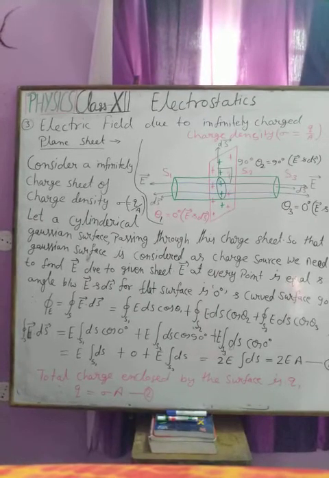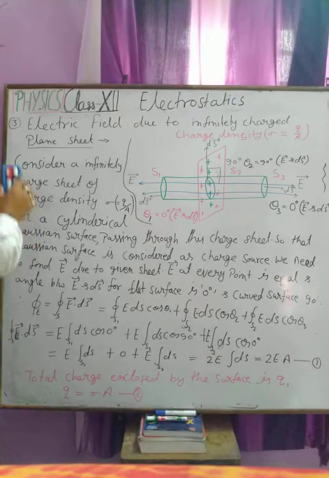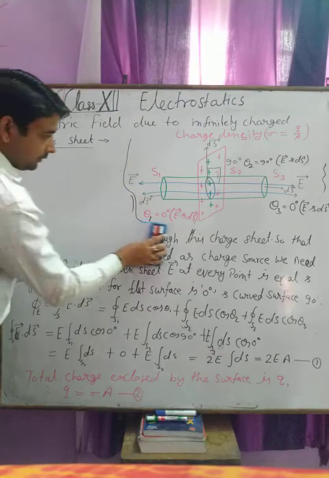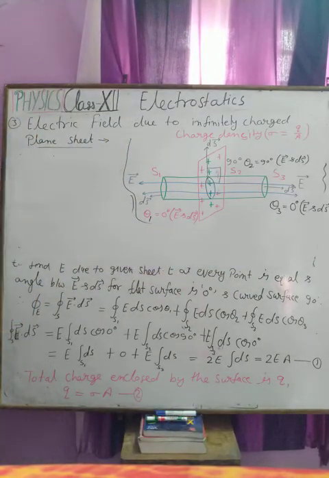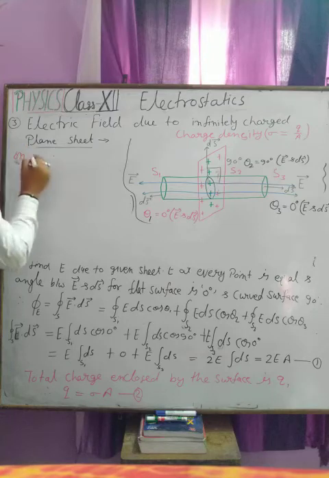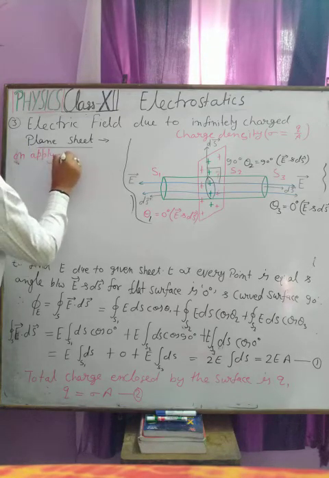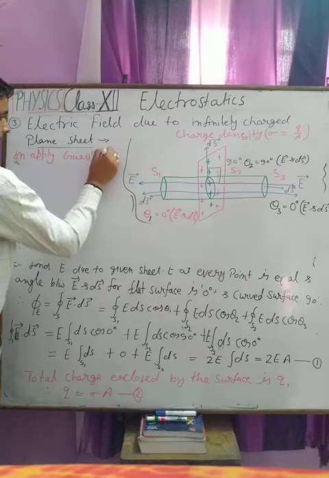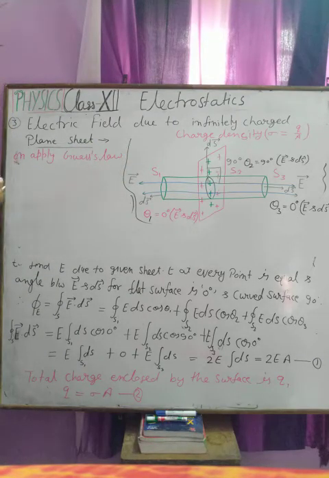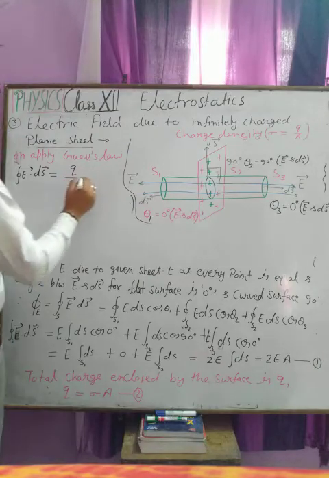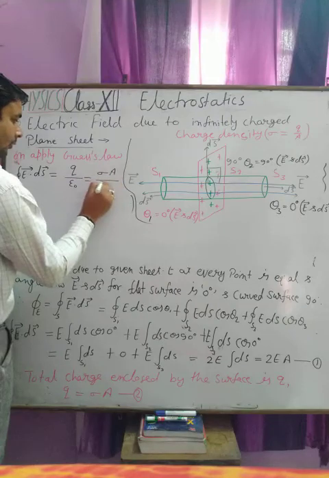Okay, now we complete this portion. According to Gauss's law, applying Gauss's law, we get the integral of vector E dot ds is equal to q upon epsilon naught, and this q has the value sigma A upon epsilon naught.